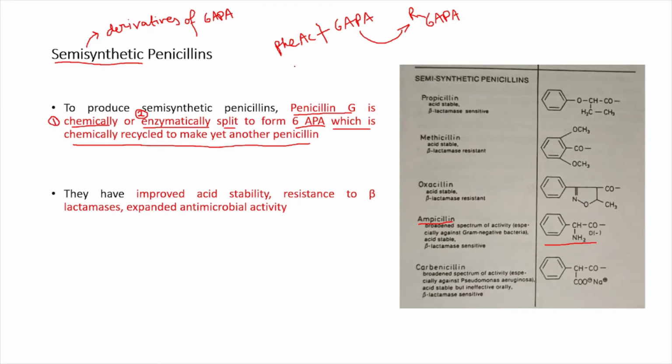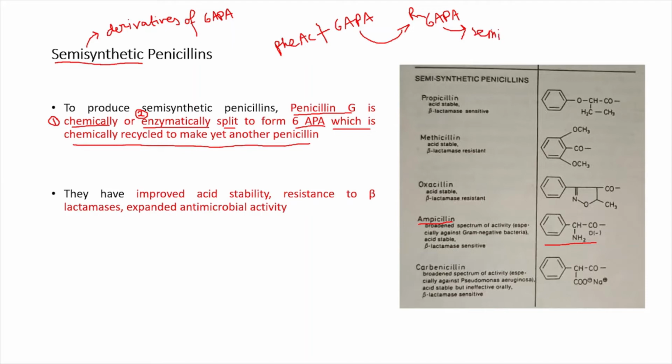So in the case of penicillin G, you will first break this bond between phenylacetic acid and 6-APA, because penicillin G has phenylacetic acid as its R group. Then you will isolate the 6-APA and recycle it back, and after recycling you will add the side chain precursor for ampicillin, and then you will get semi-synthetic penicillin. So this is the step.